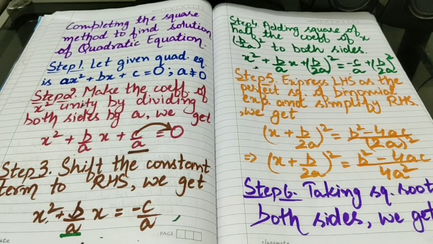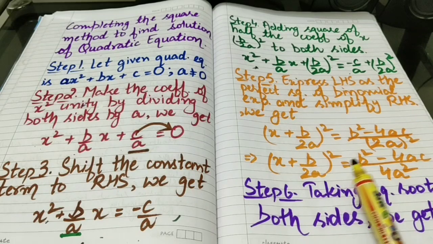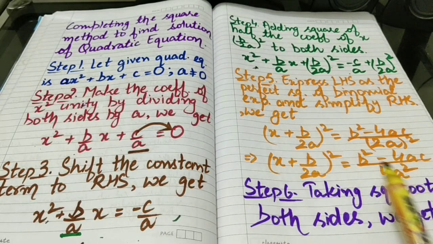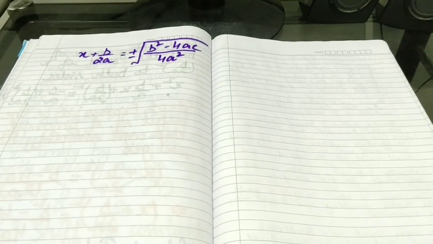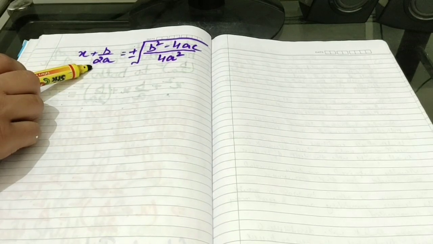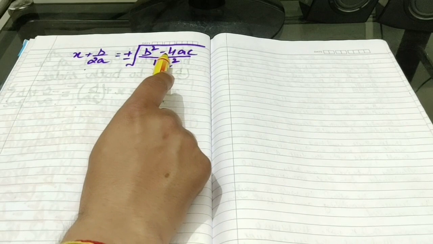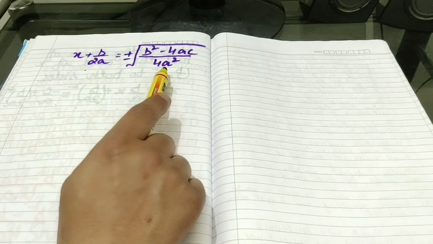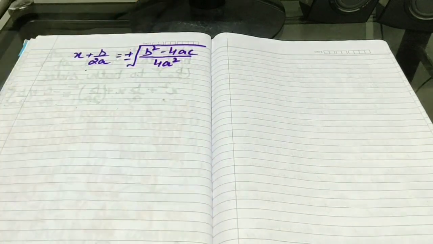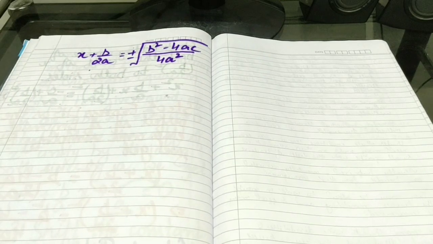And when we take square root on both sides, left hand side will become x plus b upon 2a and right hand side will become plus minus square root of this whole expression. So we are able to express this as x plus b upon 2a equals to plus minus the square root of (b square minus 4ac) divided by 4a square.